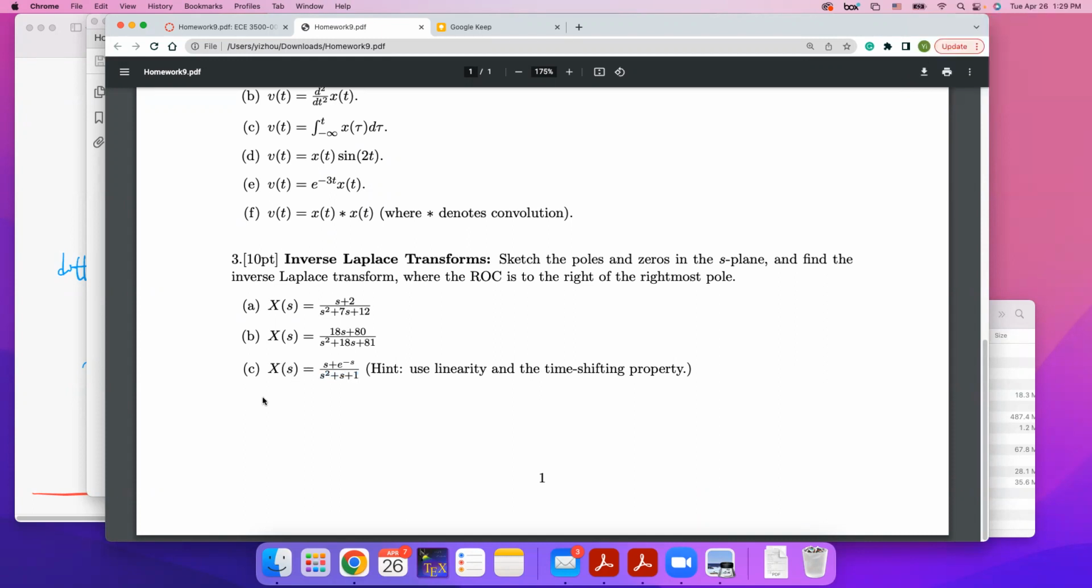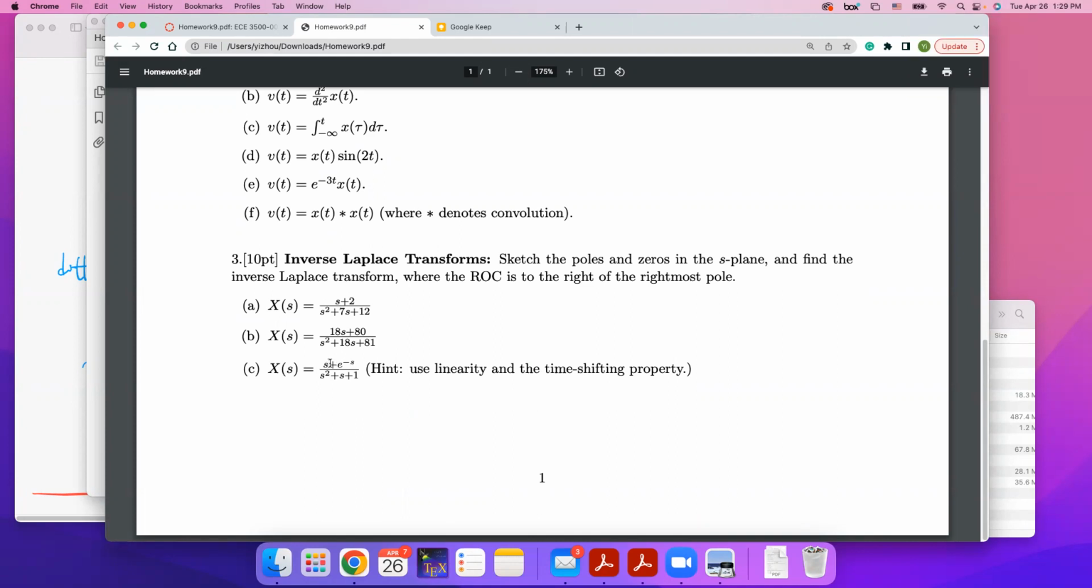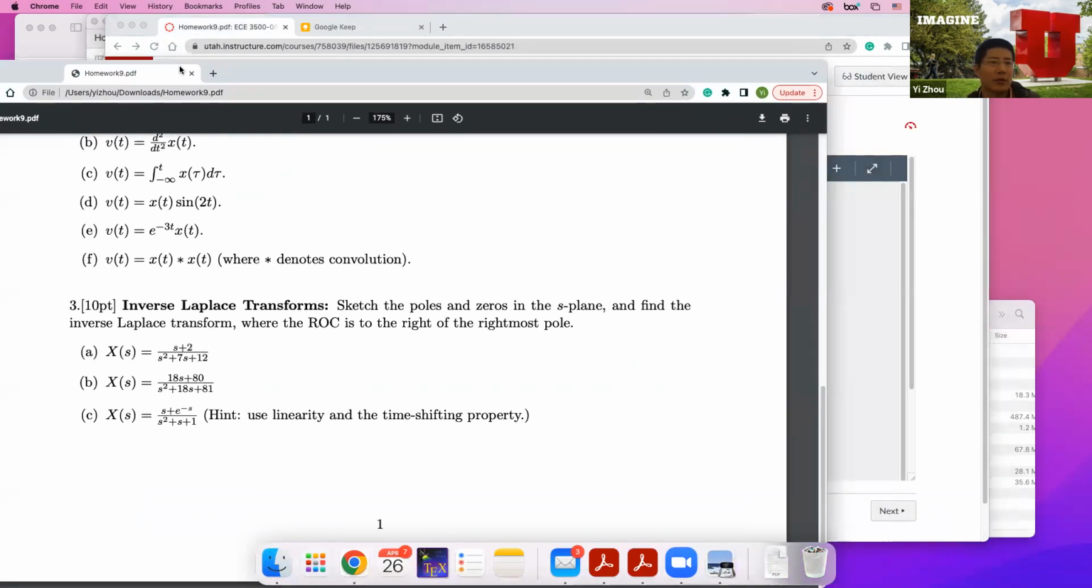Can we do the inverse for that too? The inverse for this one? Yeah. I think the idea is that this one is very special: in the numerator it has the exponential part, so this is not a rational Laplace transform. So I think what you do is decompose this into two parts. One is the rational part in s, and one is e to the power of negative s.